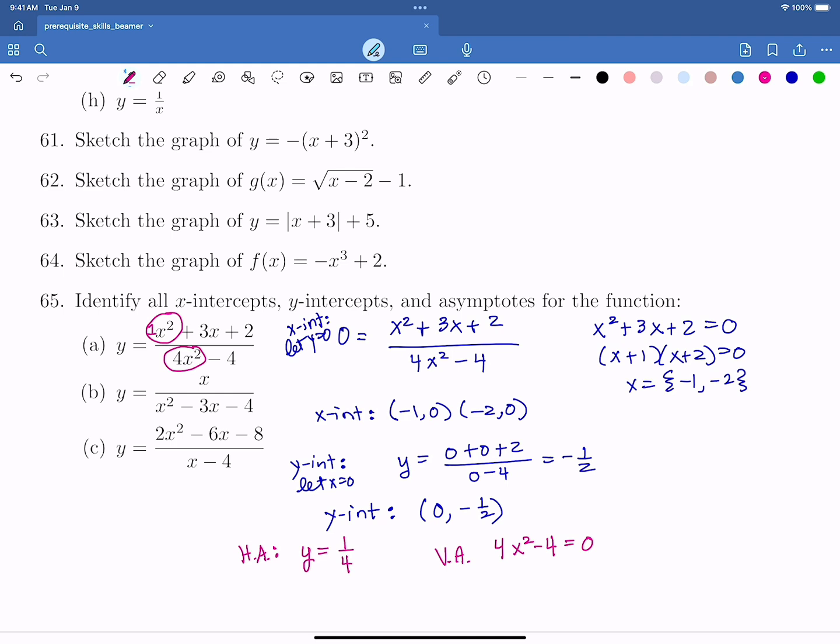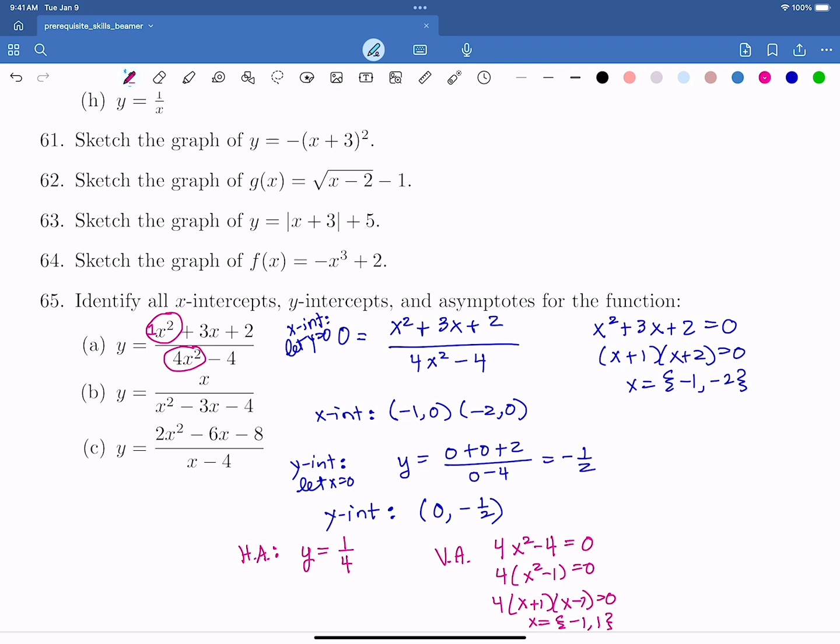That's not always true though. So we can't just set the denominator equal to 0 and solve. We have to make sure that whatever solution we get does not also make the numerator 0. All right, but let's solve this. We can factor out a 4, and then that factors again, x plus 1, x minus 1. So we have 2 solutions here, x equals -1 or 1.